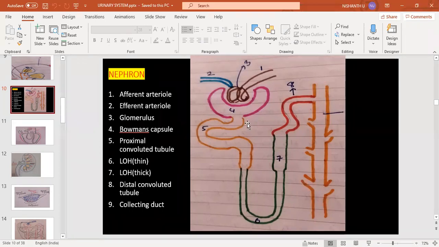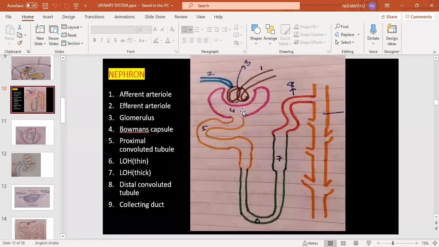Consider if glomerular filtration rate is very low, around 60 or something like that. Then the fluid will start to move very slowly. Then even the unnecessary content, that means waste products or toxins, will get reabsorbed into the body. So this is the disadvantage we come across when the glomerular filtration rate is very high or very low.